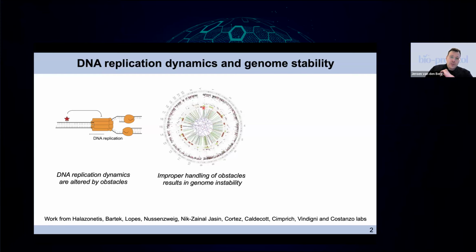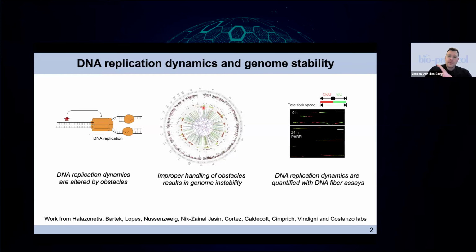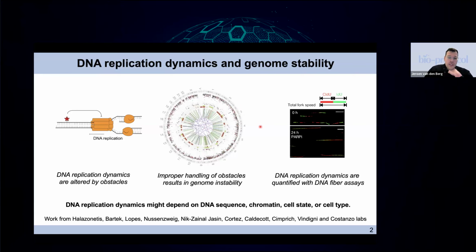Initially, a lot of this work on DNA replication dynamics has been done by a single molecule assay called the DNA fiber assay, by which they can extract many of these replication dynamics from a population of cells. However, these DNA replication dynamics might depend on the underlying DNA sequence, chromatin, cell state, or cell type, with which the fiber assay is largely agnostic. So using a fiber assay will not answer most of these questions.